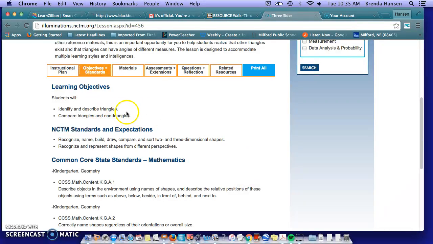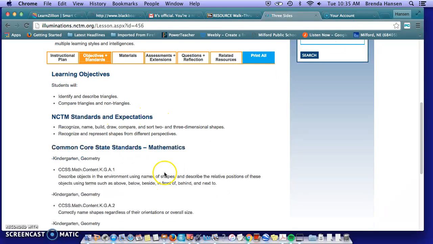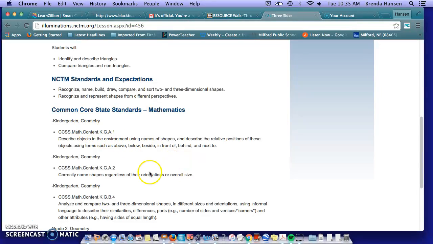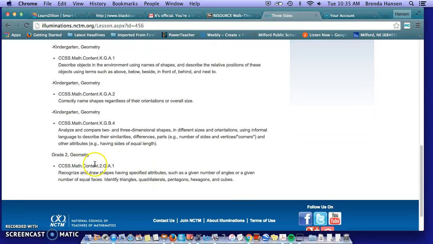The objectives are to identify and describe triangles, compare triangles and non-triangles. It has the standards and expectations, also Common Core standards starting with kindergarten going all the way up through second grade geometry.